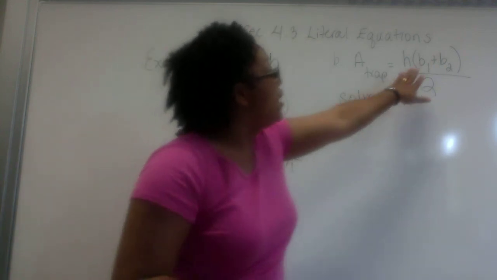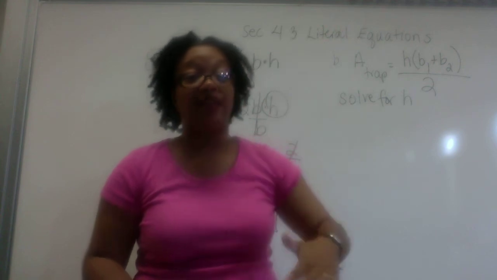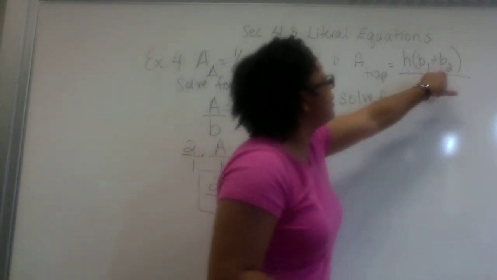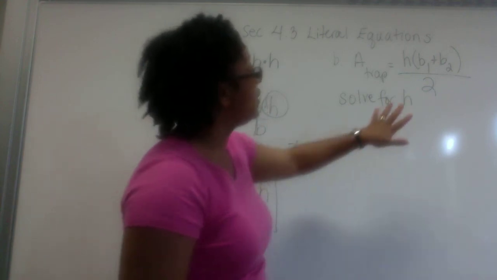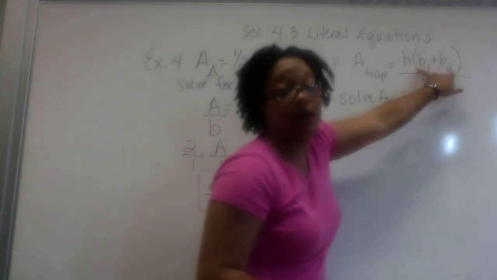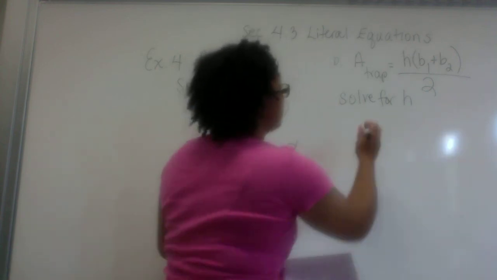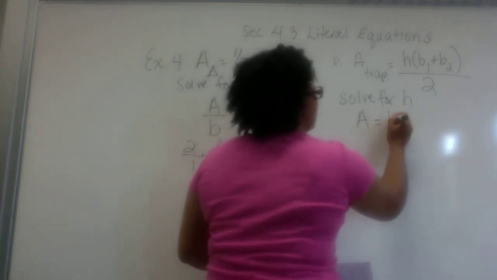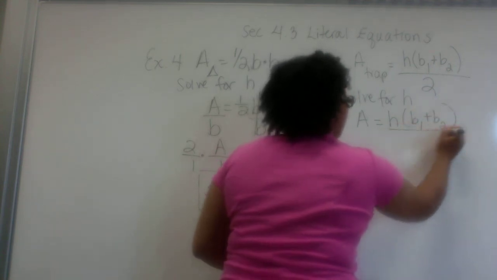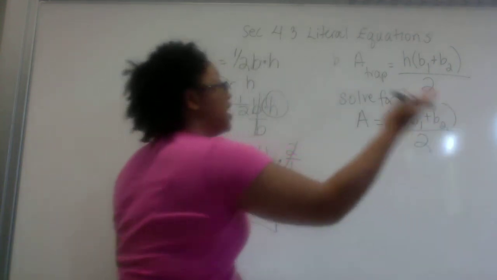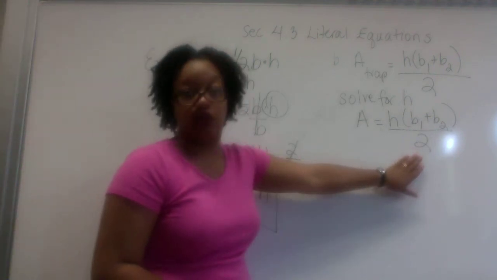The B1 and the B2, that's just your notation for the top base and the bottom base. So it's just letting you know the difference between the two B's. So what's going on is I have H times the sum of my bases divided by 2. So I'm going to rewrite this. A is equal to H times B1 plus B2 divided by 2. And I need to get everything away from the H. So let's start with this 2.